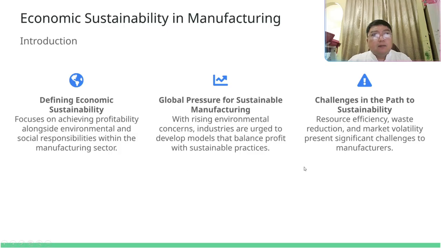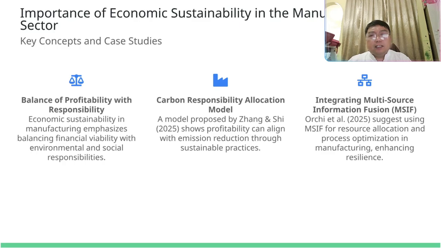This is the problem of economic sustainability. We want to maintain our operation for the longest time possible, and we must make it profitable as much as possible. This is called economic sustainability, alongside environmental and social sustainability. The importance of economic sustainability in the manufacturing sector, key concepts and case study: balance of variables for profitability and responsibility. So although we want to make a profit, we must also be responsible to our environment.